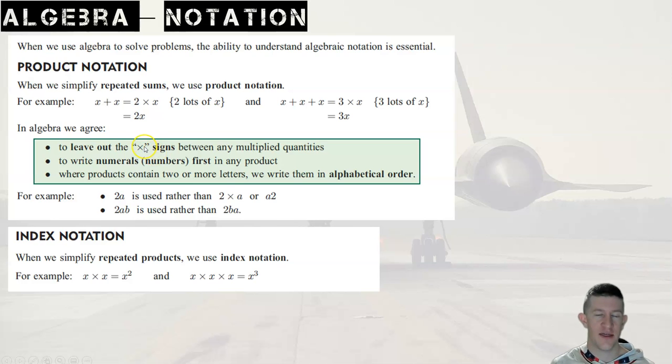So the key is there that we leave out the multiplication symbol. We don't write it where possible. Things like add and subtract, we have to. There's no shorthand way of doing that in algebra, but multiplication in particular is the common way to do it.